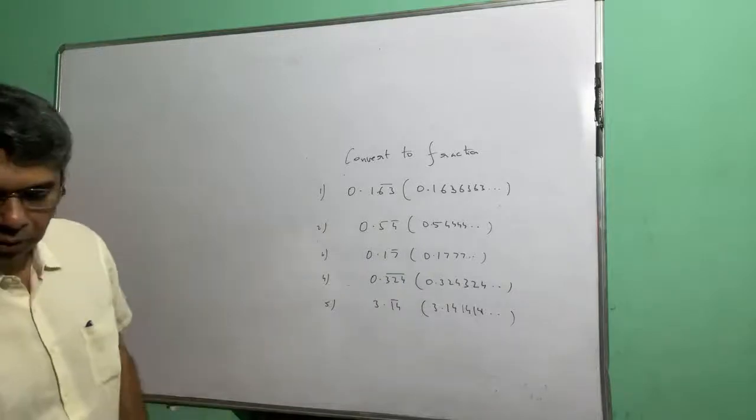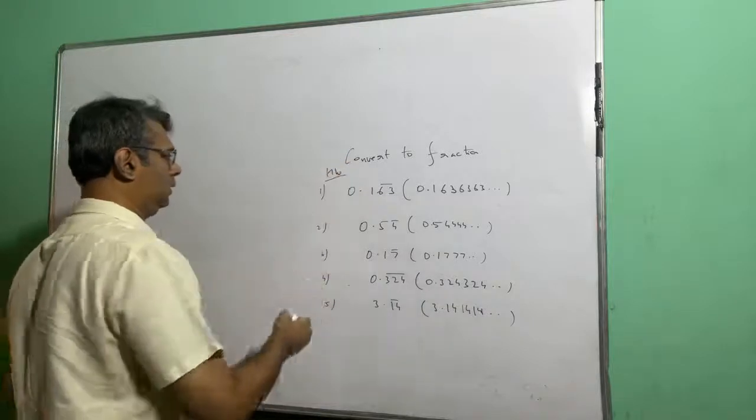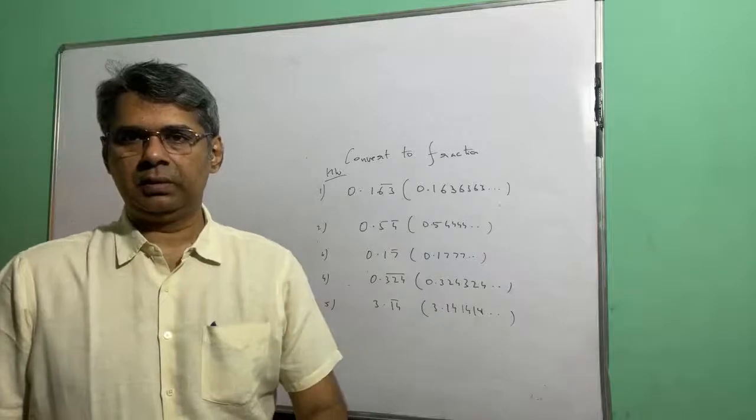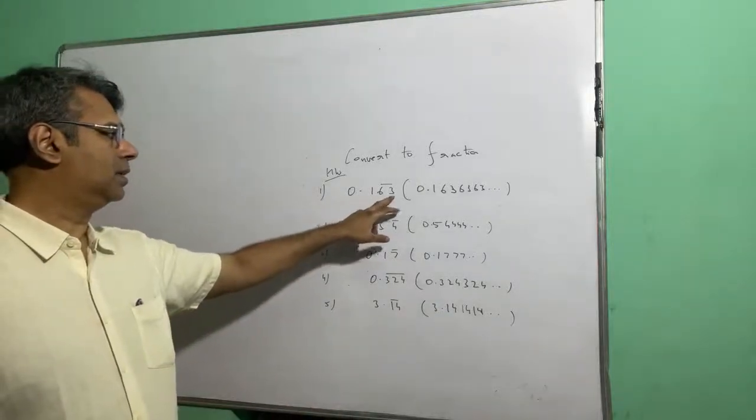So this is your homework for the next session. The next homework session will be Saturday 9 p.m. So the first question is 0.163 recurring.